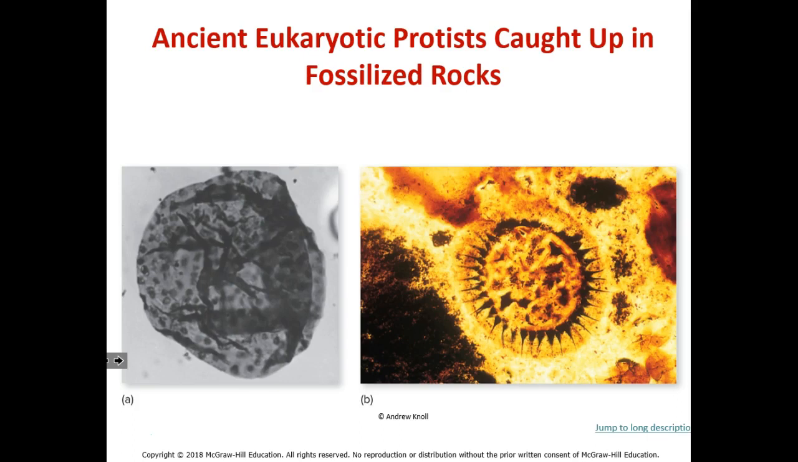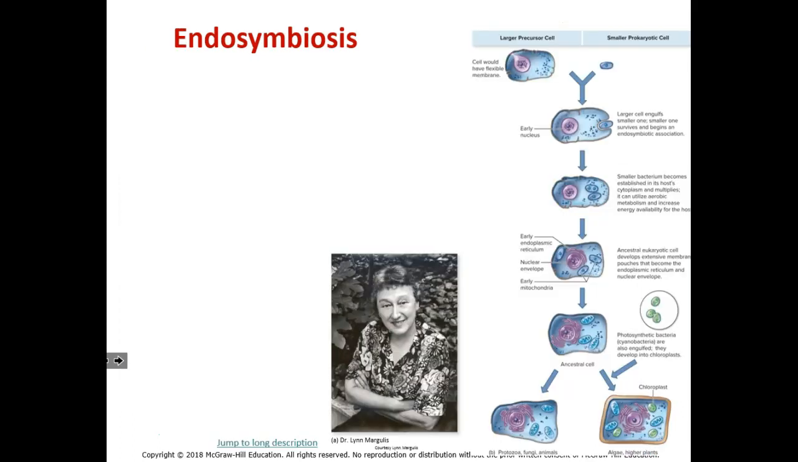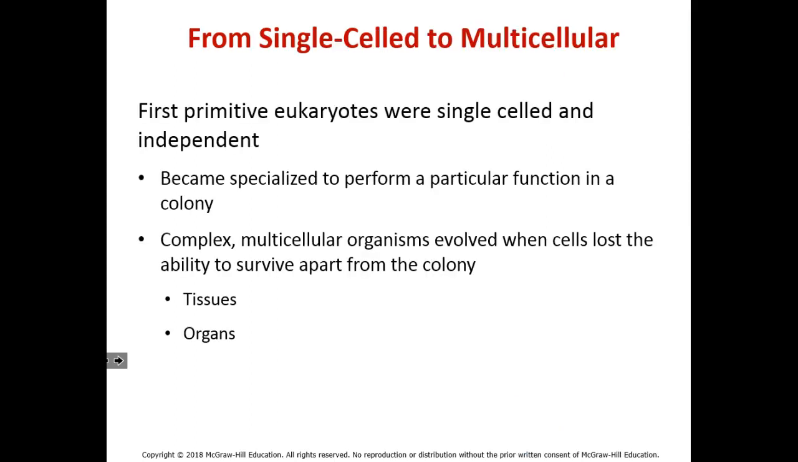Here is a picture of some ancient eukaryotic protists caught up in the fossilized rocks. Endosymbiosis. This talks about the larger precursor cell and the smaller prokaryotic cell.